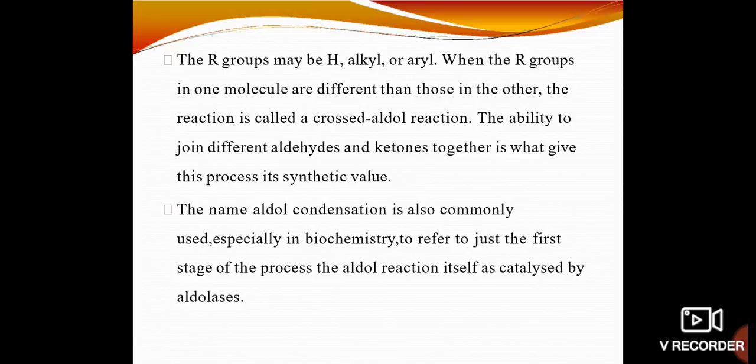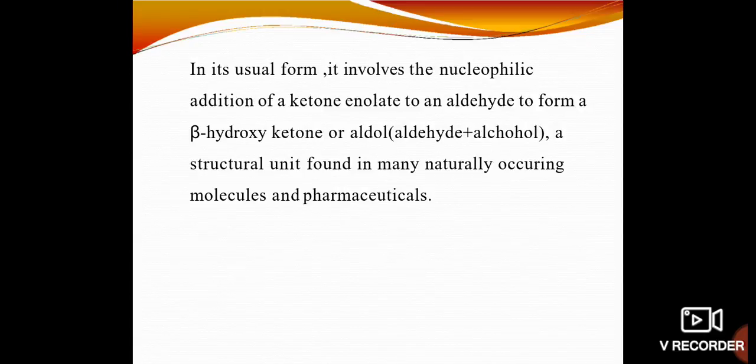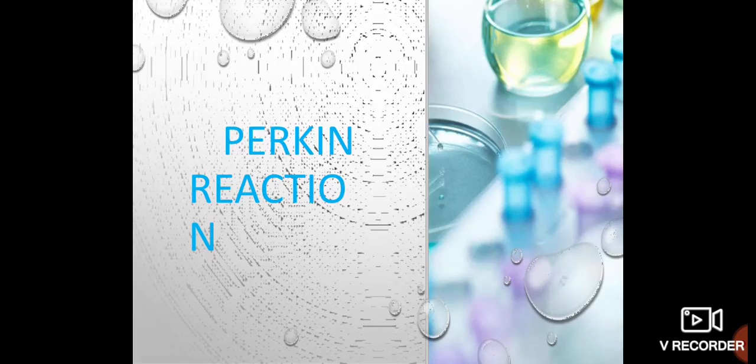The name aldol condensation is also commonly used, especially in biochemistry, to refer to just the first stage of the process, the aldol reaction itself, as catalyzed by aldolases. In its usual form, it involves the nucleophilic addition of a ketone enolate to an aldehyde to form a beta-hydroxyketone, or aldol, a structural unit found in many naturally occurring molecules and pharmaceuticals. Next one, Perkin reaction.